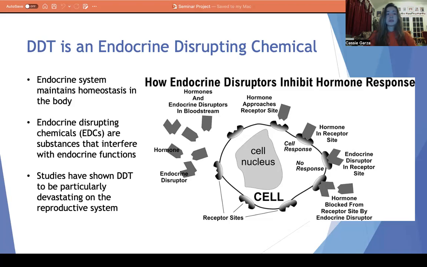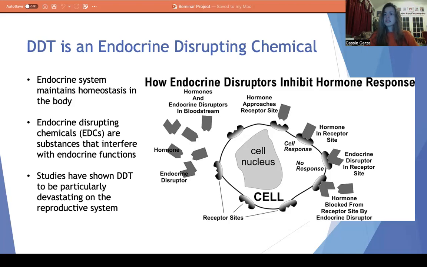So there have been numerous studies on rats that have shown DDT to be particularly devastating to the reproductive system. DDT affects these sex hormones mostly because these sex hormones are going to be those steroid or lipid-based hormones that I discussed, right? And like I said, DDT dissolves in lipids. So it's natural that those would be the hormones that it really affects the most.